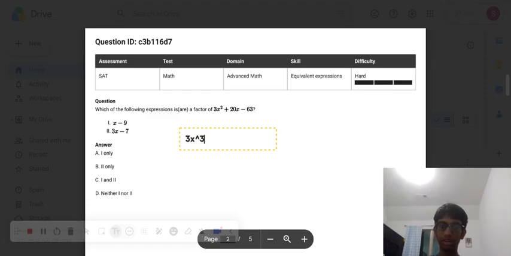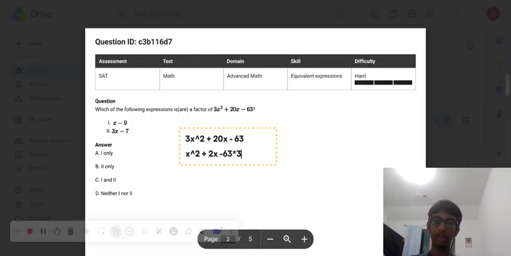So if you have 3x squared plus 20x minus 63, what you can do is take our coefficient of the x squared term, which is 3, and remove it. So x squared plus 20x. What we need to do is that 3 will become negative 63 times 3. So negative 63 times 3 would be, one second here, let me do the math. I believe it's negative 189, right? So 189, and then what we can do is factor this out.